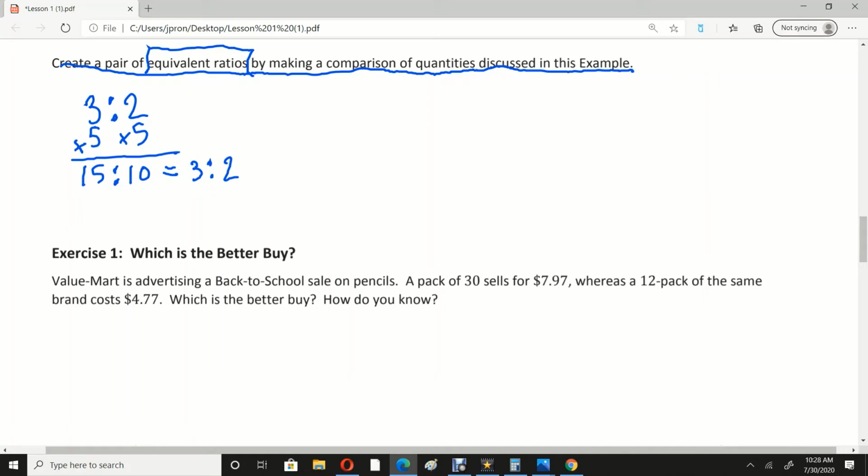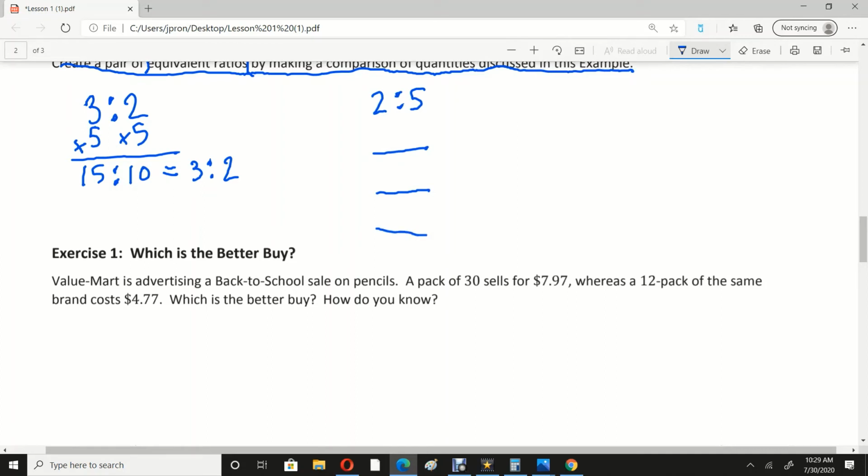Yes? So here's what I want you to do right now at home. I'm going to give you a ratio, let's say 2 to 5. All right, and I want you to give me 3 equivalent ratios based on that.